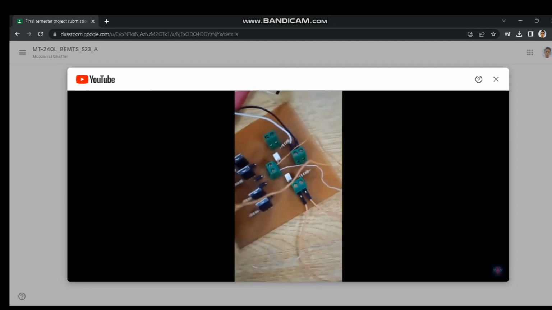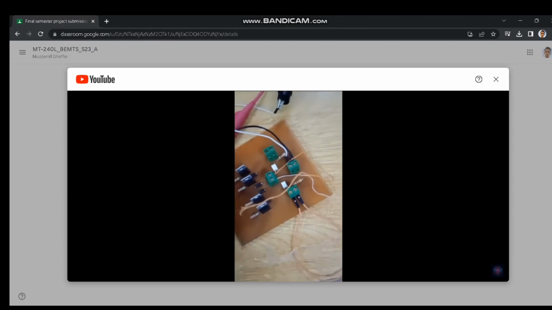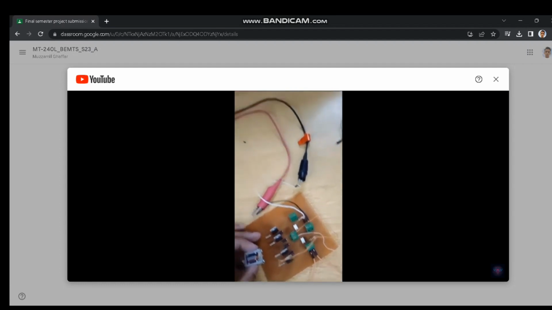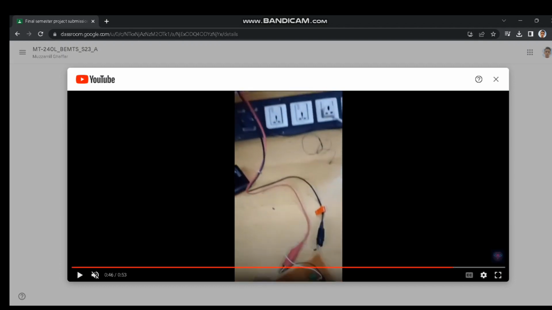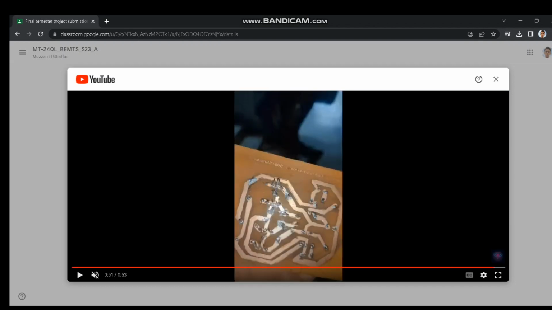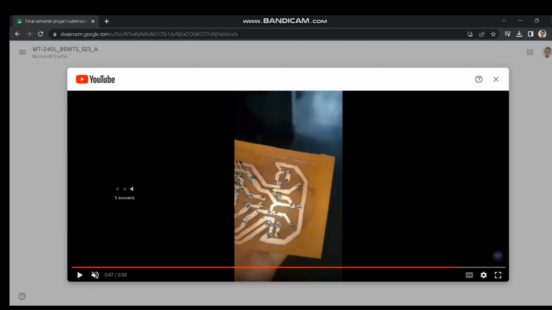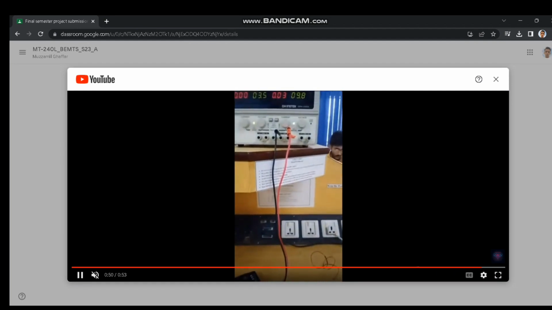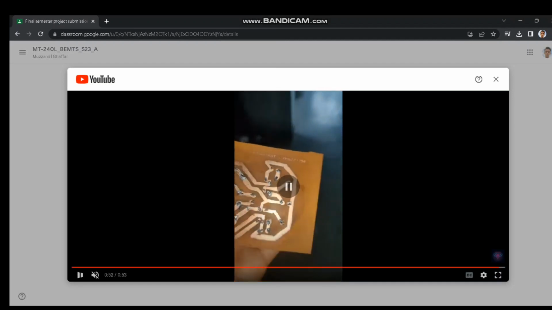This is our circuit that we were implementing in our lab. You can see the configuration easily, and the link of this video is going to be attached in the comment part. This is the soldering that we did. This is the final result.